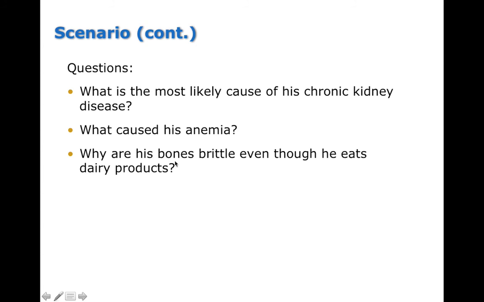And his bones would be more likely to be brittle because of the acidosis, and because he has impaired vitamin D synthesis, that is, blood calcium levels are likely low. Even though he's eating dairy products, if his vitamin D levels are low, he's not going to be able to absorb that calcium from the food he's eating. So that chronic hypocalcemia leads to brittling of bones.